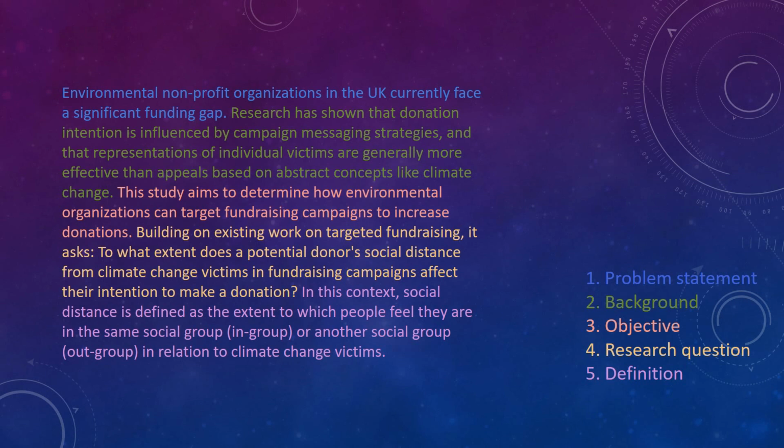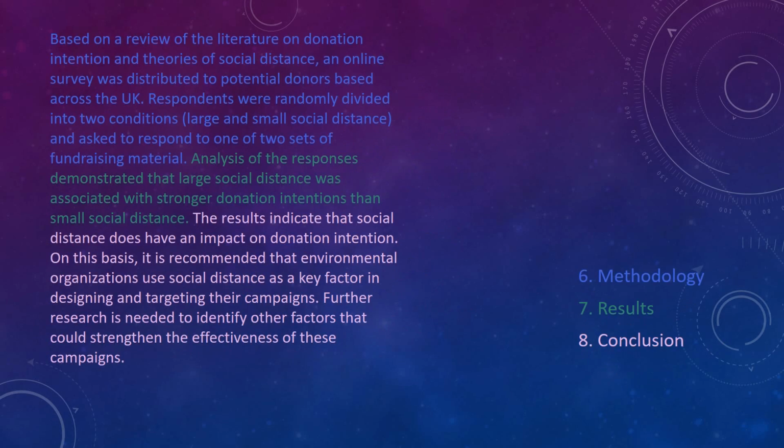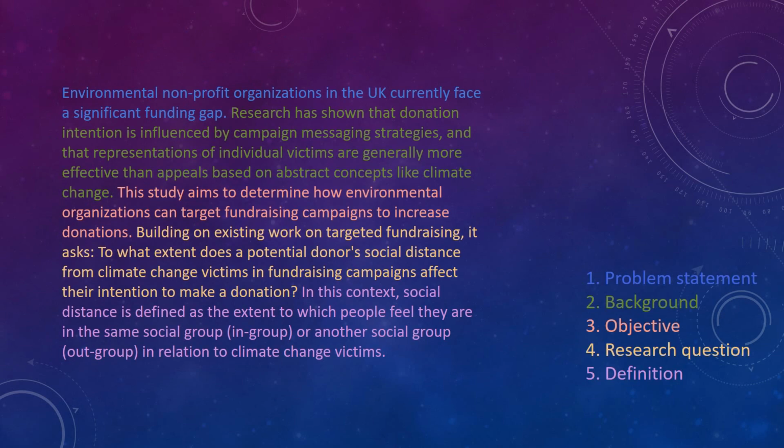So in this context, social distance is defined as the extent to which people feel that they are in the same social group, an in-group, or another social group, an out-group, in relation to climate change victims. And then you go on and you provide some methodological information, the main results, and a conclusion to your study. So this is in essence the structure of a good abstract.